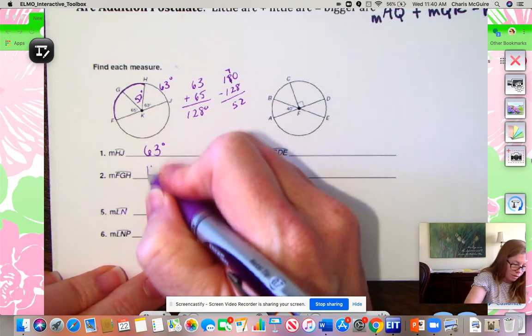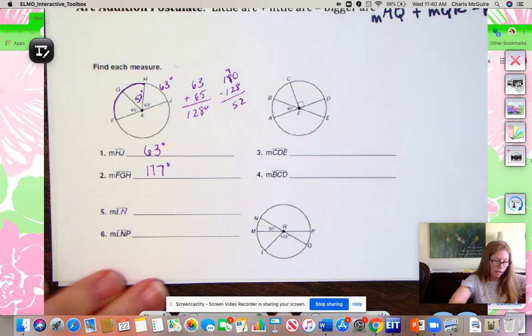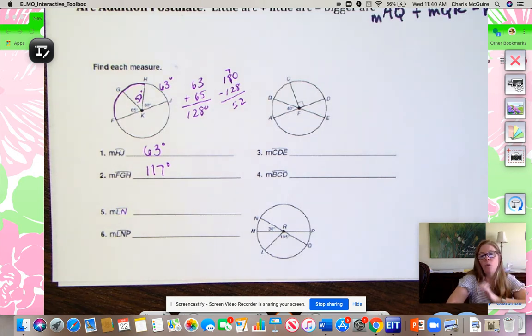Pray for me, friends. Pray for me. All right, I'm going to let you work on 3 and 4. Go ahead and work on 3 and 4.